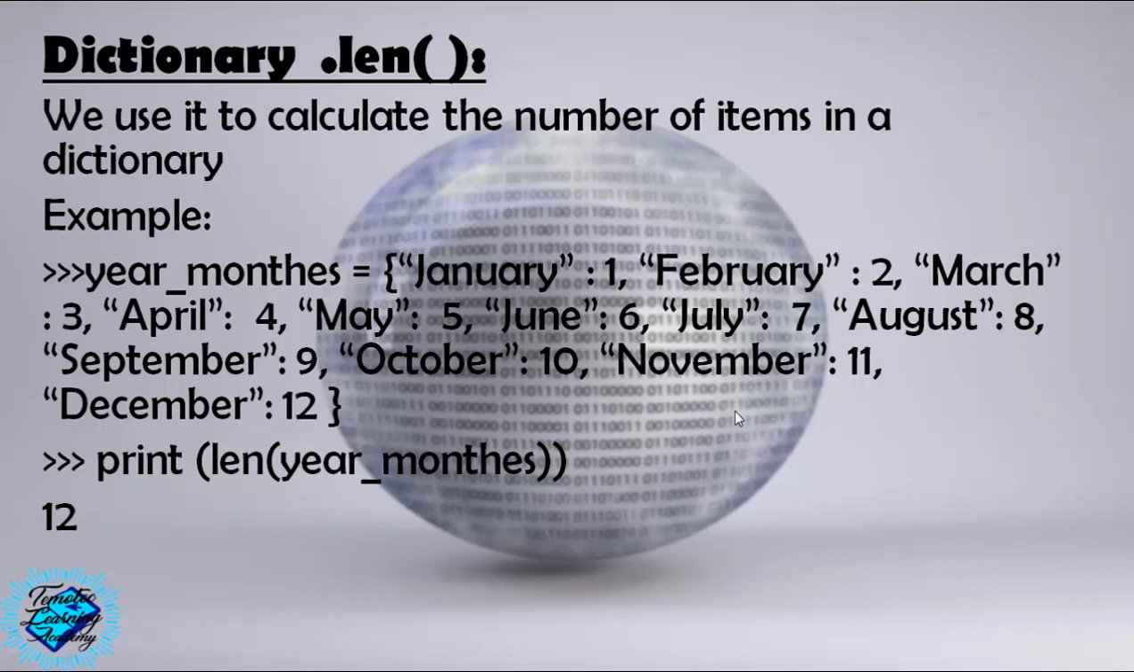Dictionary.length method. We use it to calculate the number of items in a dictionary. Example: year_months = {'January': 1, 'February': 2, 'March': 3, 'April': 4, 'May': 5, 'June': 6, 'July': 7, 'August': 8, 'September': 9, 'October': 10, 'November': 11, 'December': 12}. print(len(year_months)). We will get 12.